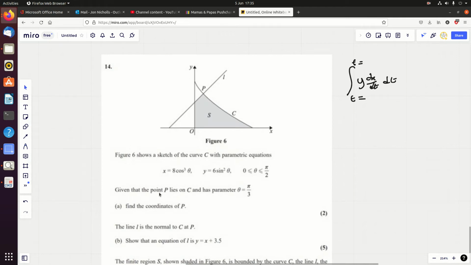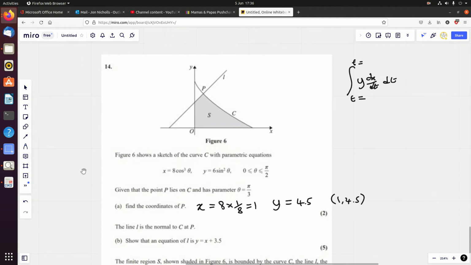Given that the point P lies on C and has parameter pi over 3, I'm going to find the coordinates of P. So we've got x equals 8 cos cubed of pi over 3. Well, that's cos of 60, which is a half, and if you cube it, you get an eighth. So the x coordinate seems to be 1. And the y coordinate, if we do sine of 60, that's root 3 over 2. Sine of pi over 3 is root 3 over 2. Square it, you get 3 over 4. Times it by 6, well, 3/4 of 6 is 4.5. And so we get 1, 4.5 for P.